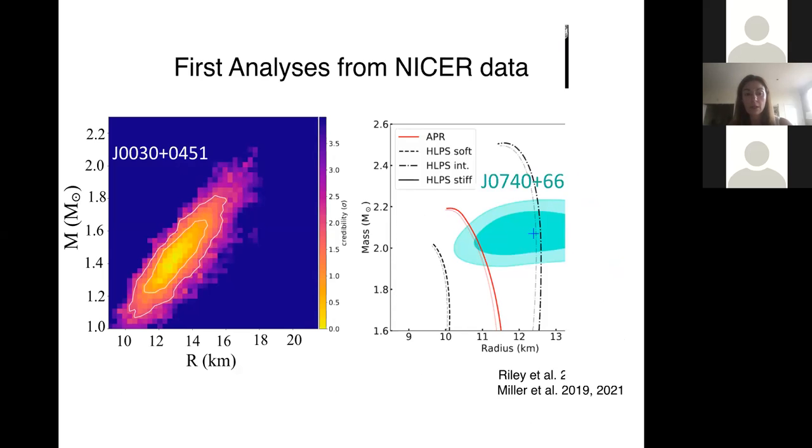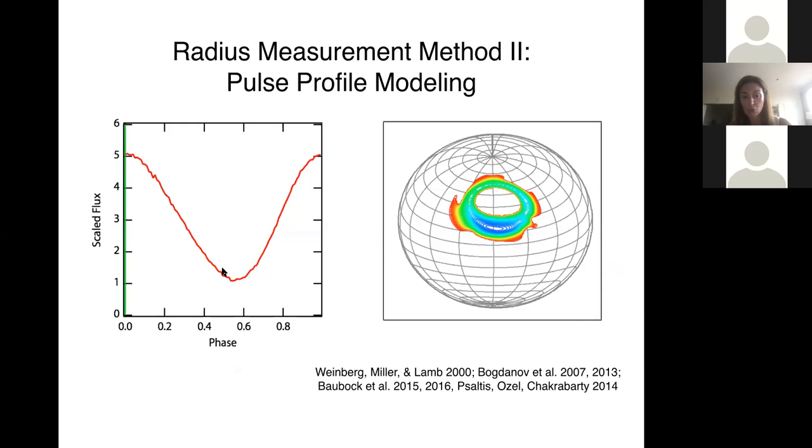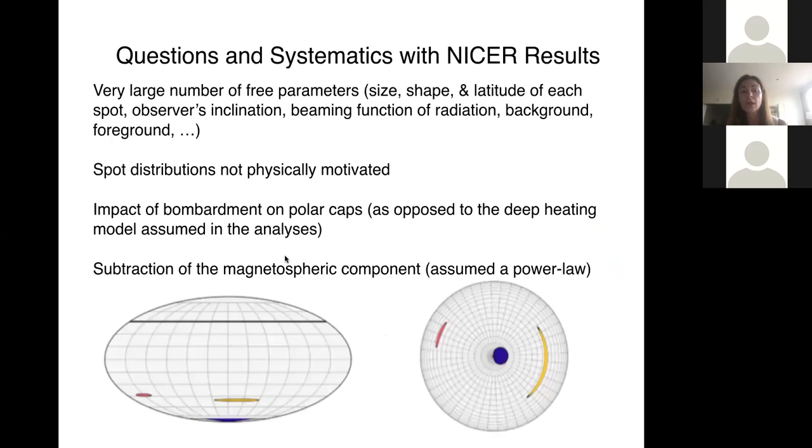When we fit the light curves, as I showed you here, even when you have very high signal to noise, you need a very large number of free parameters: the size, shape, and latitude of each of the spots. And here is a figure from one of the Miller et al. papers that shows that 3 elliptical spots were needed at various inclinations and latitudes to fit that pulse profile. You don't know the observer's inclination a priori.